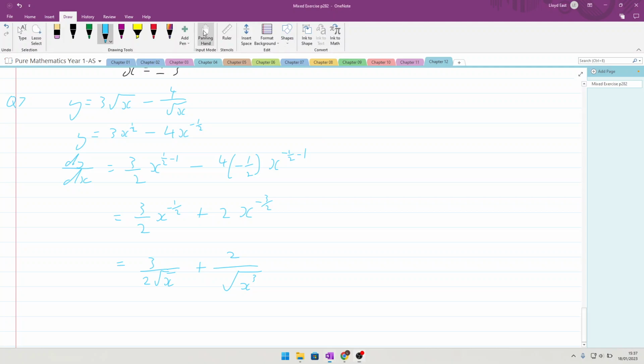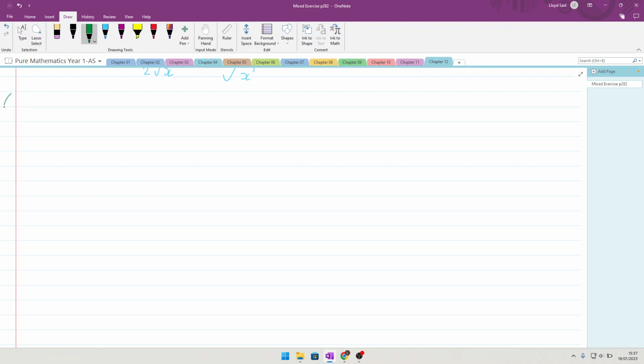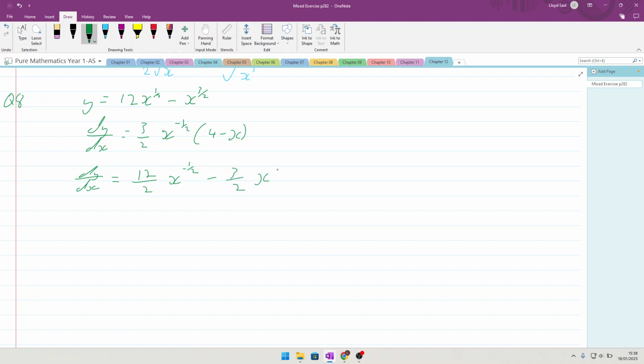Okay, question 8 then. Question 8. A curve has an equation y equals 12x to the half minus x to the 3 over 2. Show that dy by dx is equal to 3 over 2 x to the minus a half, brackets 4 minus x. So to begin with, let's do the differentiation on the top one there, and we are going to get 12 over 2 x to the minus a half minus 3 over 2 x to the power of a half.